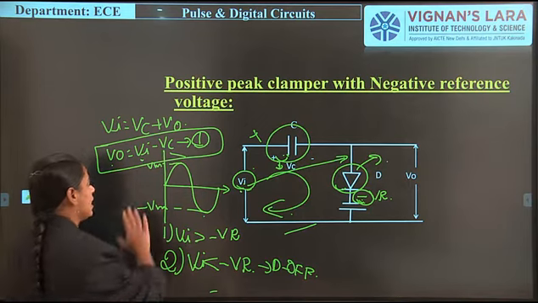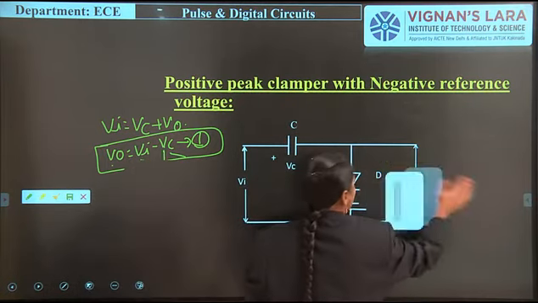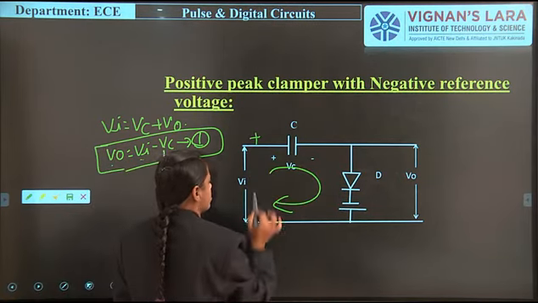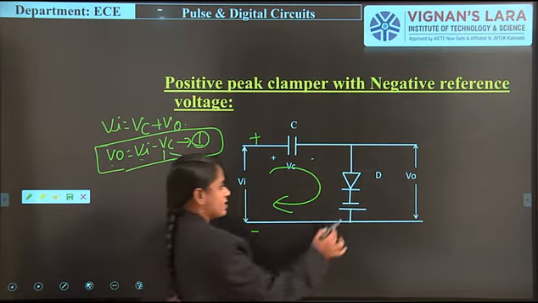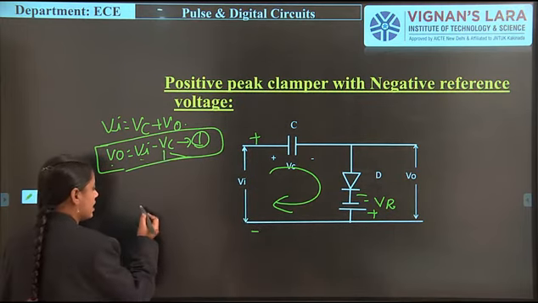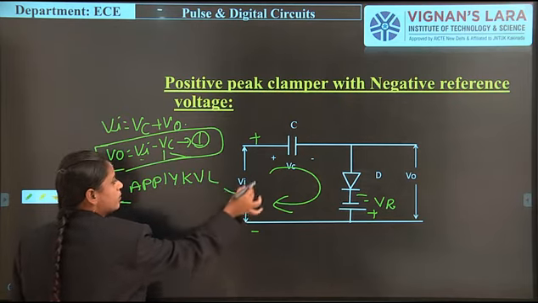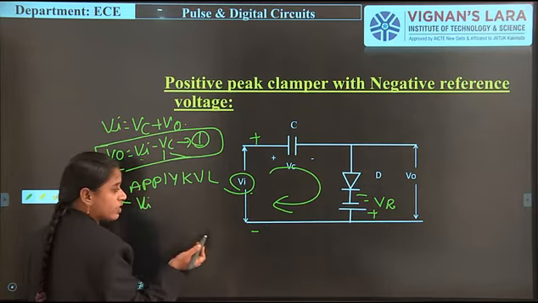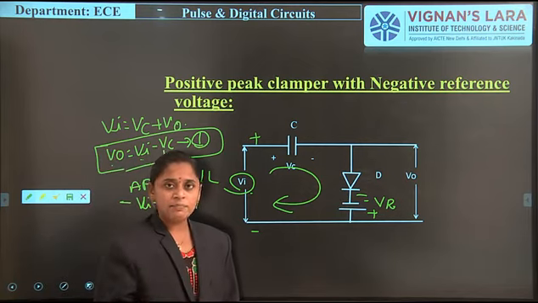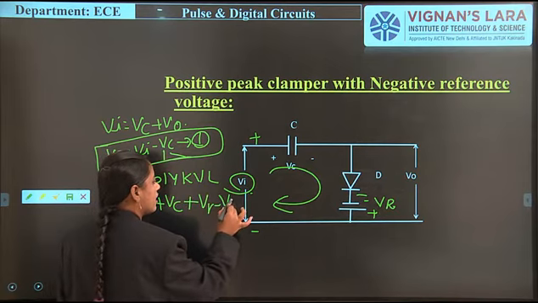Then we have to apply KVL at the input side to find Vc. Why? Because we don't know the value of Vc. So we just have to find the value of Vc by applying KVL to this circuit. Then it becomes positive and negative, and here this one is negative and positive. Why? Because we apply a negative reference voltage. Applying KVL to the circuit, the equation becomes minus Vi plus Vc, and the diode has some cut-in voltage, that is V gamma, so plus V gamma, and minus Vr equal to 0.